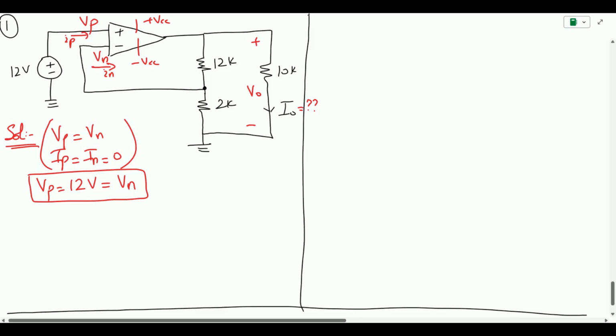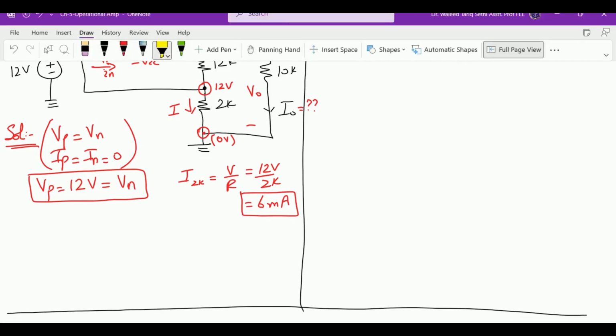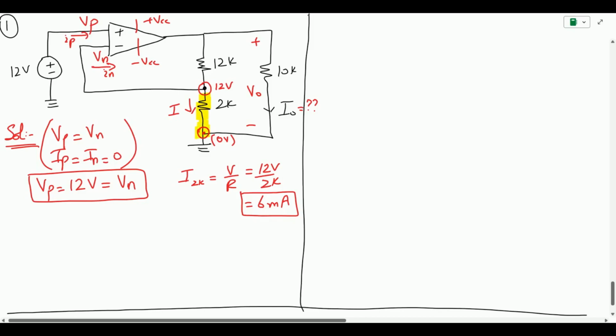Now we know that the voltage appearing at this point is 12 volts, and this is at ground. So we know this is a voltage drop from 12 to 0 volts. So we can easily find the current over here. The current across 2k is going to be V by R. We know that the voltage is 12 volts and the resistor is 2k. So the output comes out to be 6 milliamps. So this is the current that we have across the 2k ohm resistor.